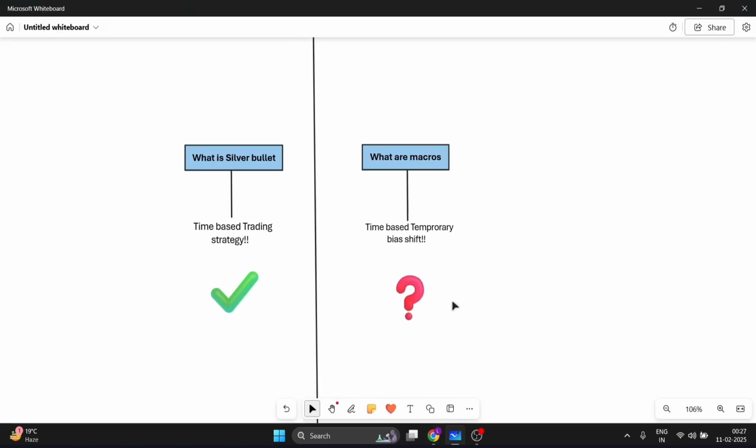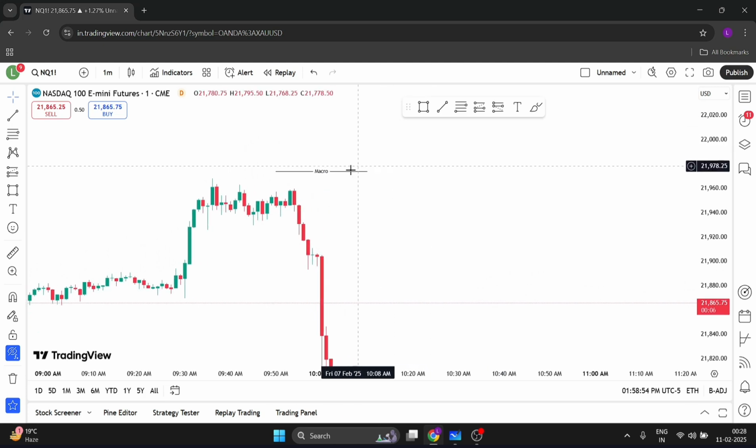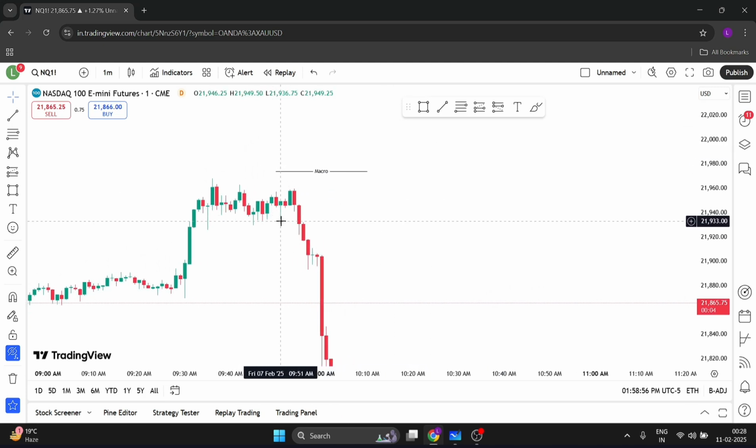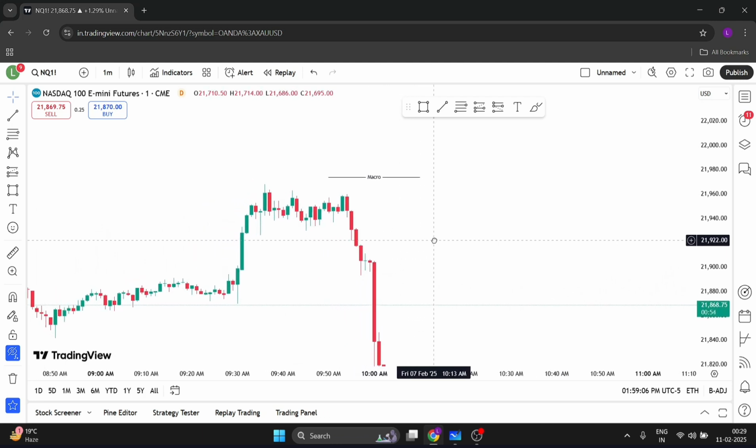Now, we're going to learn about macros. Let's hop on our chart to understand what macros are. You can see we have a macro here. Now you might ask, what is a macro? A macro occurs between 9:50 to 10:10 a.m. New York time, where the market hunts liquidity from a previous swing or any higher time frame major liquidity.